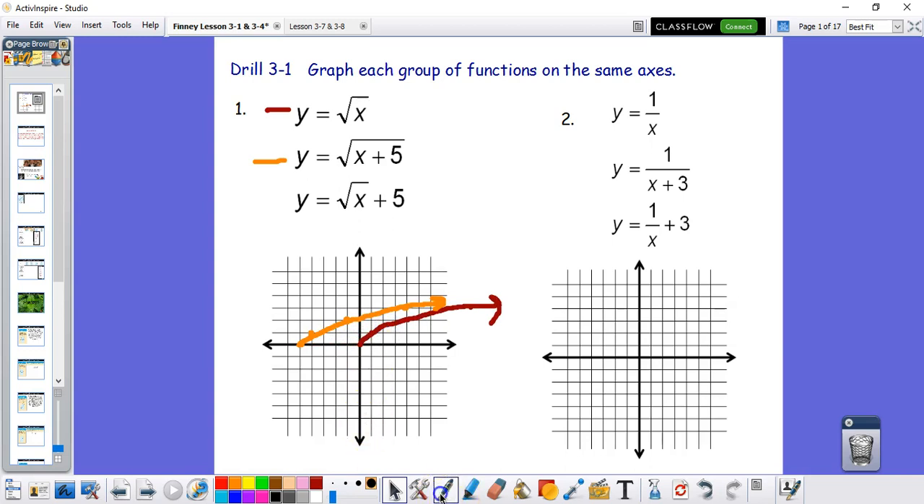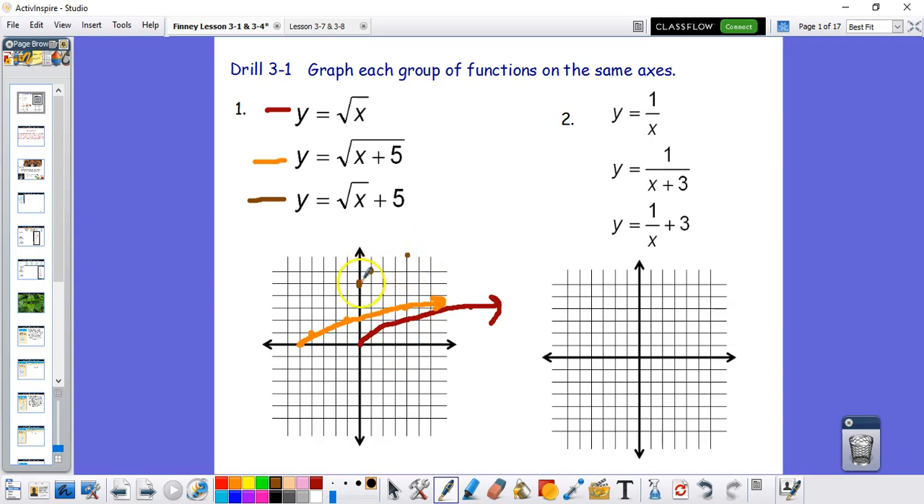The last one it's asking us to graph is, I'm going to do brown, the square root of x plus 5. Well, the square root of 0 is 0, and 0 plus 5 is 5. Then it asks us to graph 1. The square root of 1 is 1, plus 5 is 6. The square root of 4 is 2. 2 plus 5 is 7.